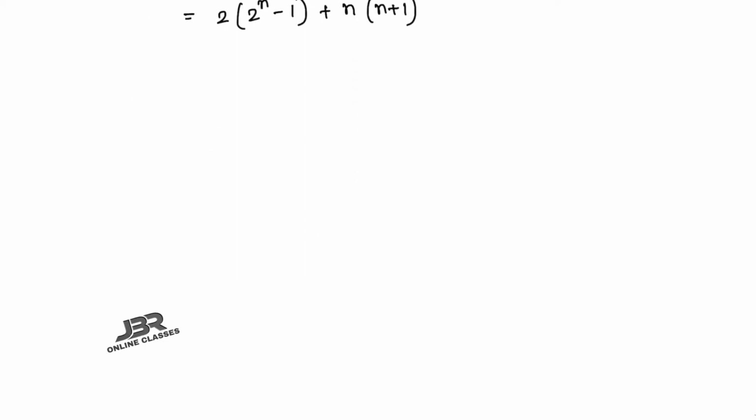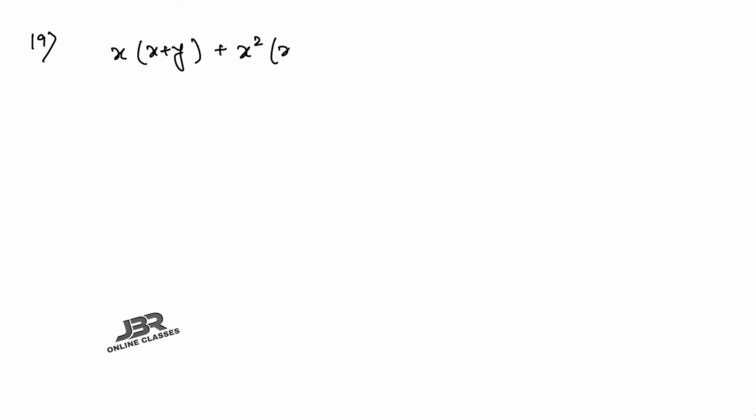Now the next one, sum number 19. Here in sum number 19, sum the series x into x plus y plus x square into x square plus y square plus x cube into x cube plus y cube plus dot dot dot up to n terms. So first you have to let S_n equal to this one, because you have to find the sum of the terms.